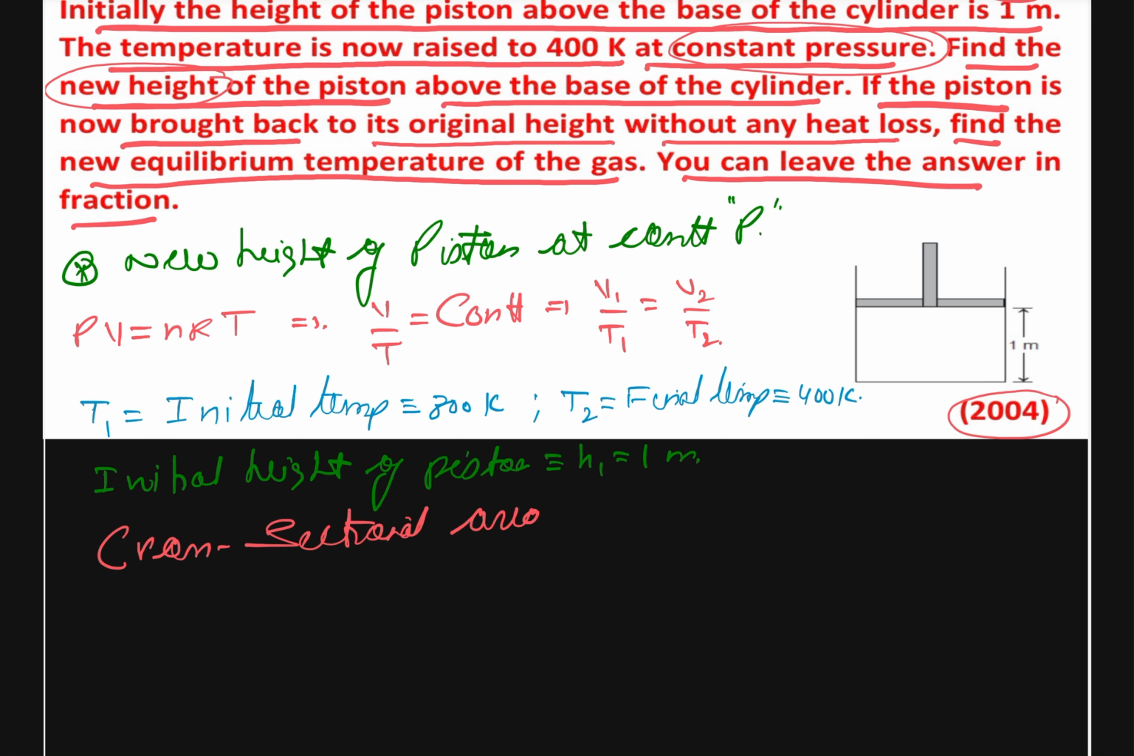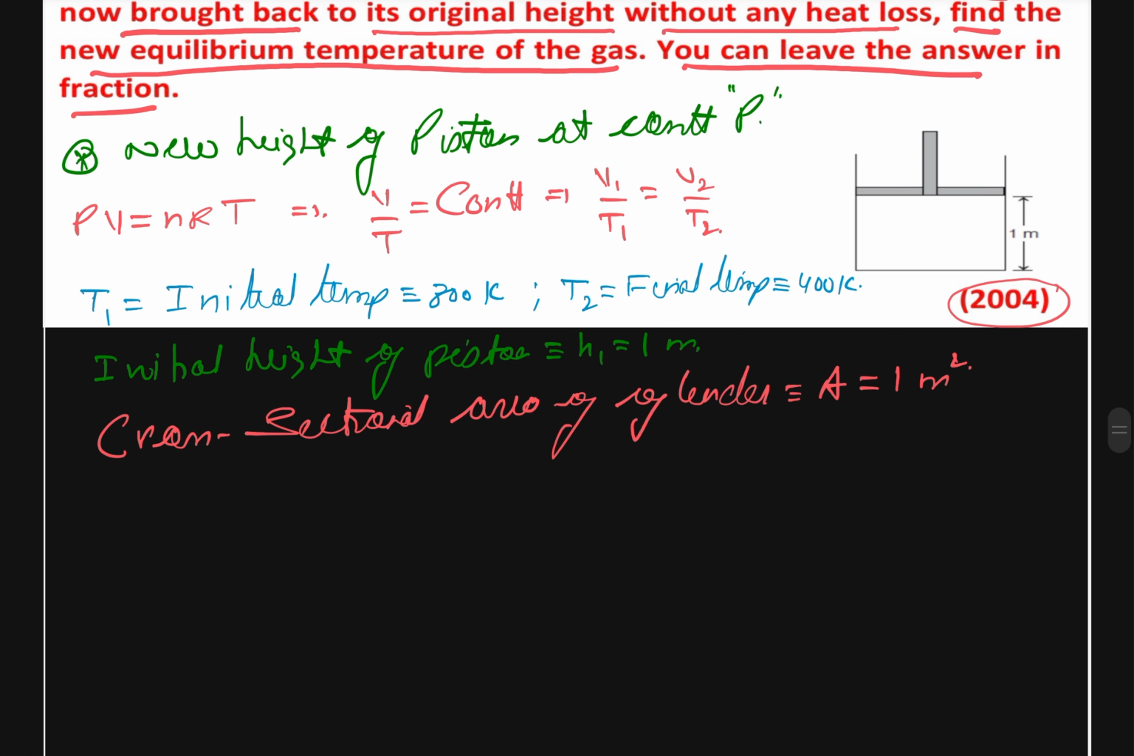Cross-sectional area of the cylinder, that is our A, which is given as 1 meter square. So we can find out the volume of gas inside the cylinder.